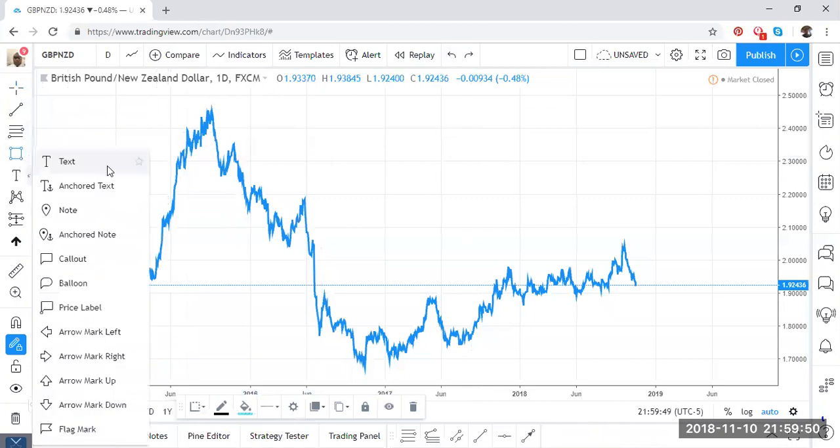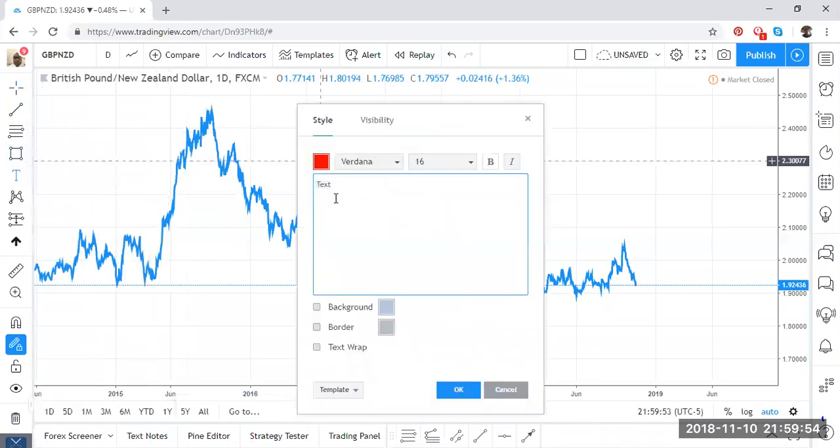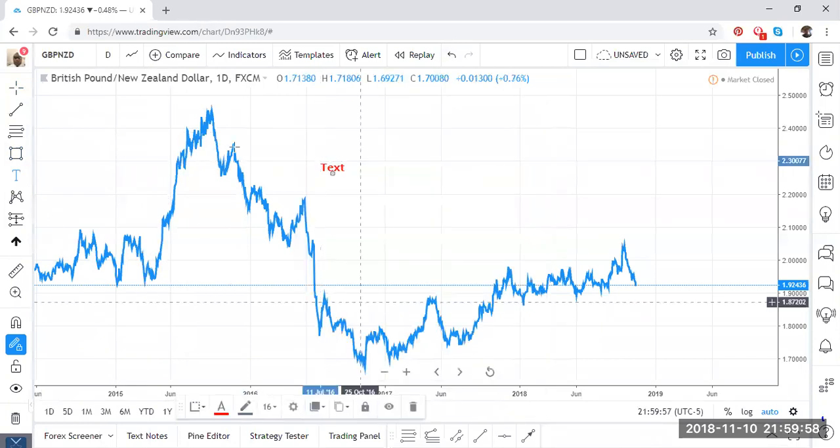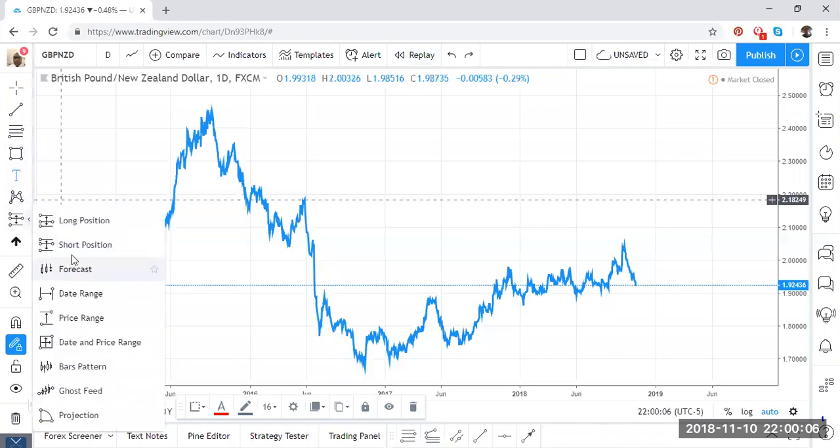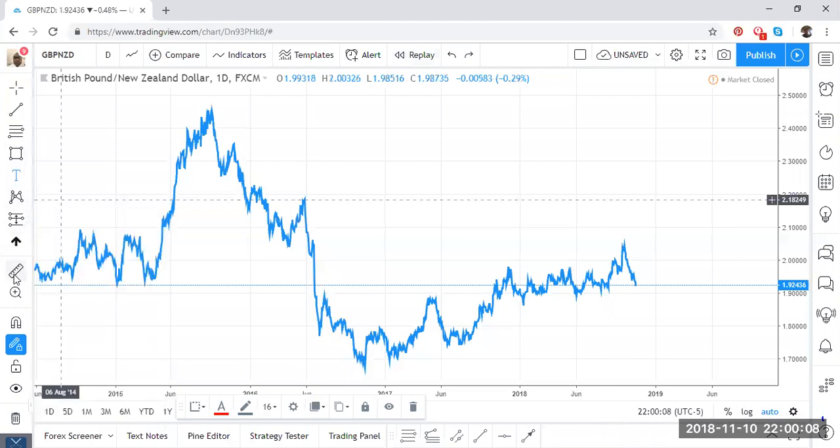The text, you can go to text to write out the reason why you took the trade, the engulfing candle, whatever. And then the long and short position would be right here. You want to calculate your pips, just go to the ruler.